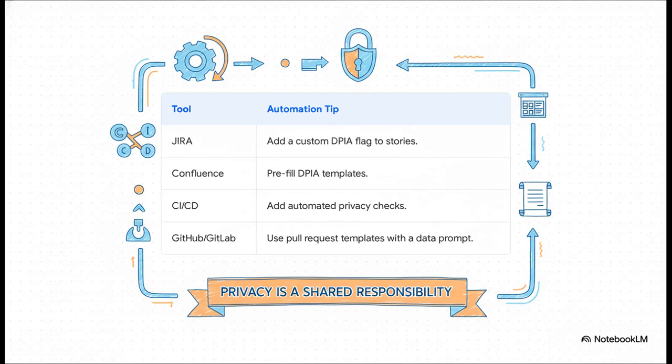And we're not talking about some sci-fi fantasy here. Look at these examples. In a tool like Jira, you could just add a simple custom flag to a ticket that asks, does this involve personal data? If someone checks yes, maybe it automatically links to a pre-filled template in Confluence. Or in GitHub, you could just add a simple question to your pull request template. These are tiny, low-effort changes that can have a massive impact.